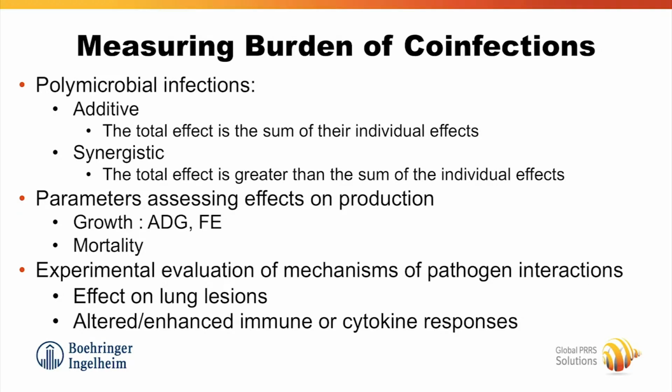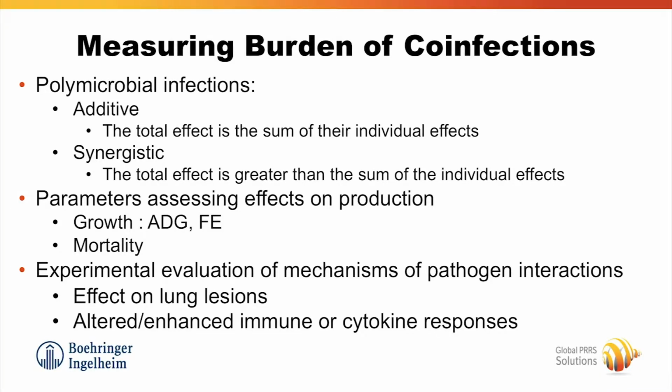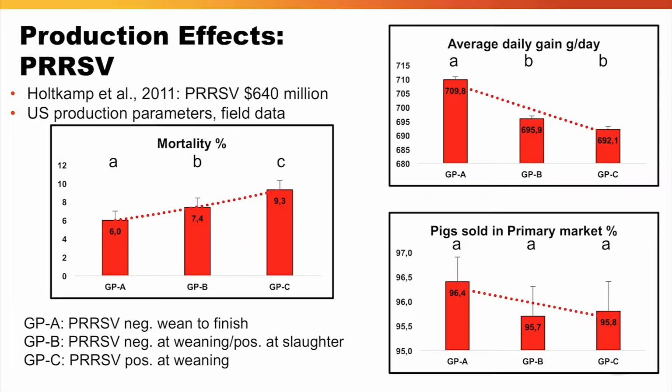Measuring the burden of co-infections with polymicrobial disease, most often we're looking at additive effects, which is really where the total effect is the sum of their individual effects, and then a synergistic effect would be defined as that total effect being greater than the sum of the two individual effects together. Often the parameters that we're going to use to assess the effects on production would be average daily gain and feed efficiency, as well as mortality. And experimental studies have often looked at some of the molecular mechanisms of pathogen interactions that can affect resilience, looking at effects on lung lesions and also the altered or enhanced immune and cytokine responses that could be involved with those particular cases.